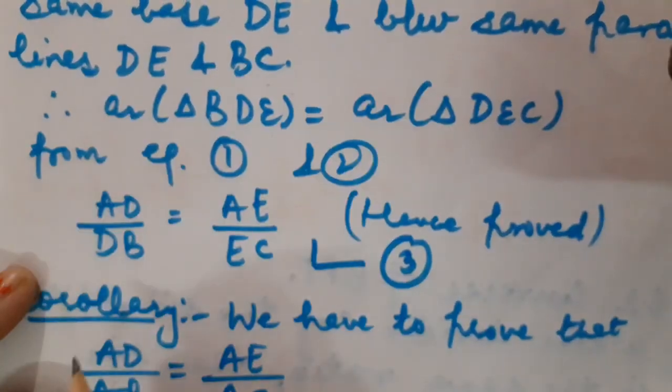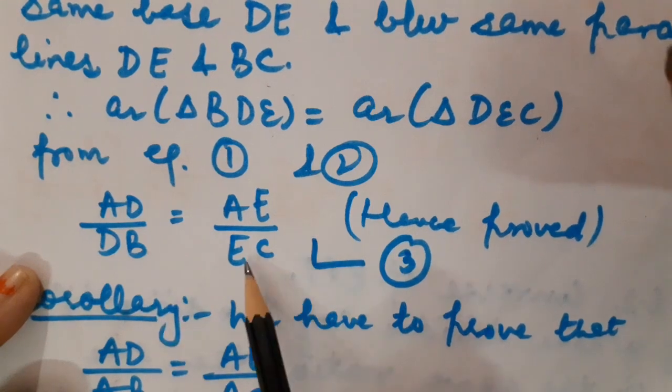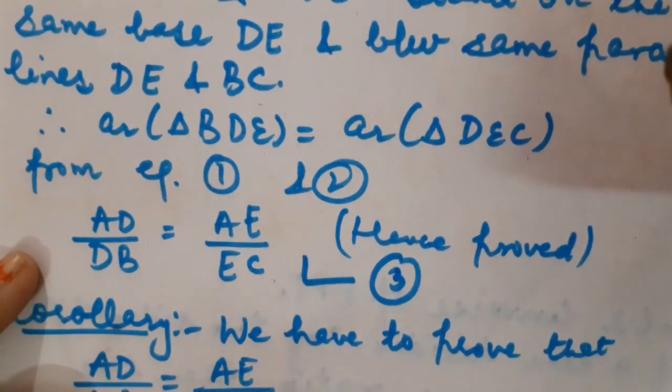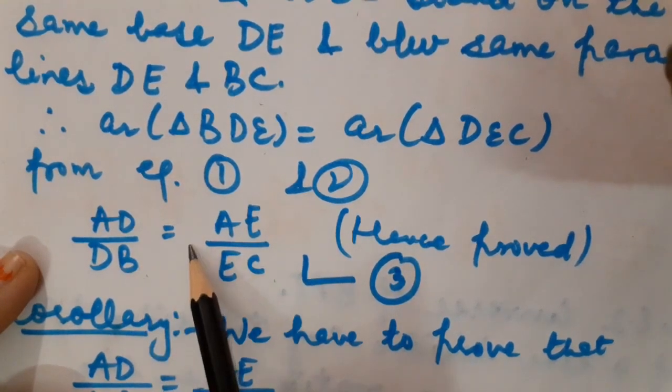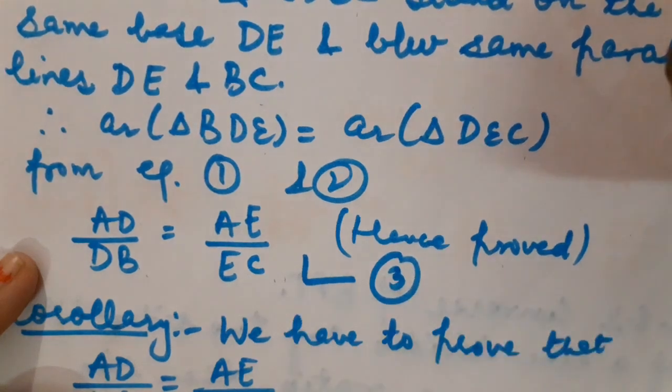So children, as areas are equal, what can we say? That AD upon DB is equal to AE upon EC. What is this basically? This is basically the ratio which we wanted to prove. That AD upon DB must be equal to AE upon EC. So hence proved. Got it, children?